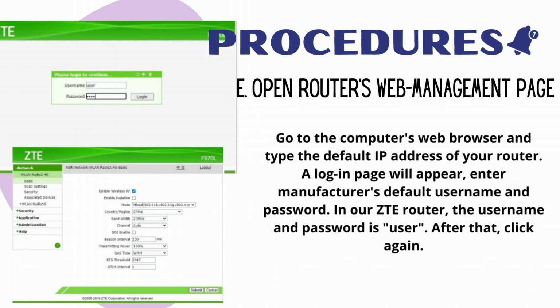Open router's web management page. Go to the computer's web browser and type the default IP address of your router. A login page will appear. Enter the manufacturer's default username and password. In our ZTE router, the username and password is user. After that, click login.